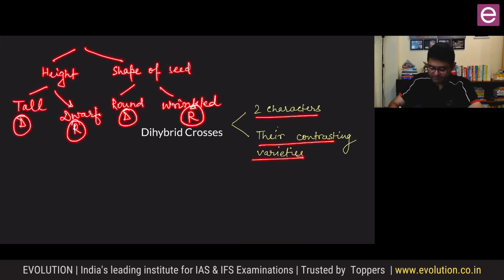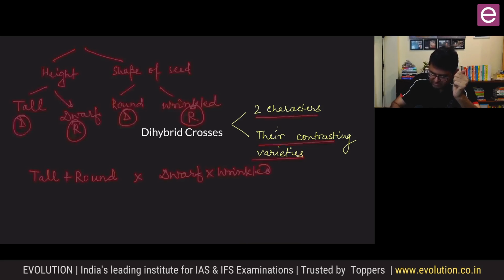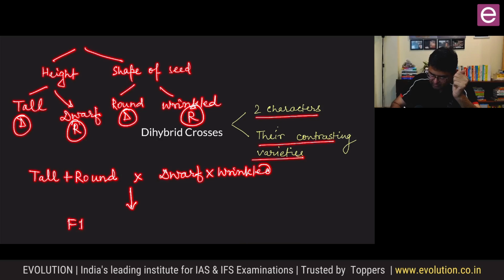So what Mendel did, Mendel picked up tall plants with round seeds. That was one, a combination of both dominant, and Mendel crossed it with dwarf plants with wrinkled seeds. Then Mendel saw that in F1 all of them were tall and round. And then Mendel went for selfing.